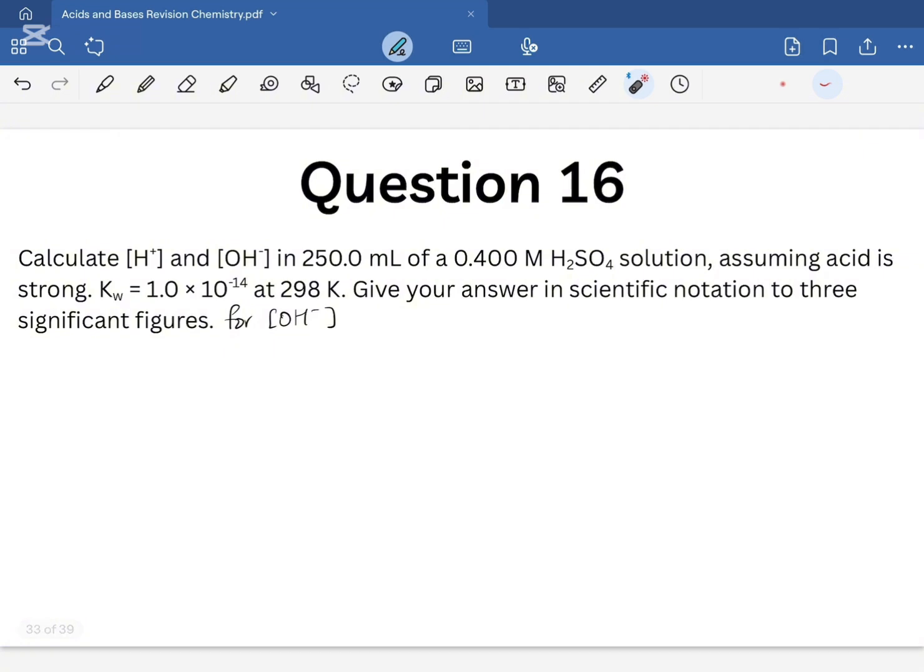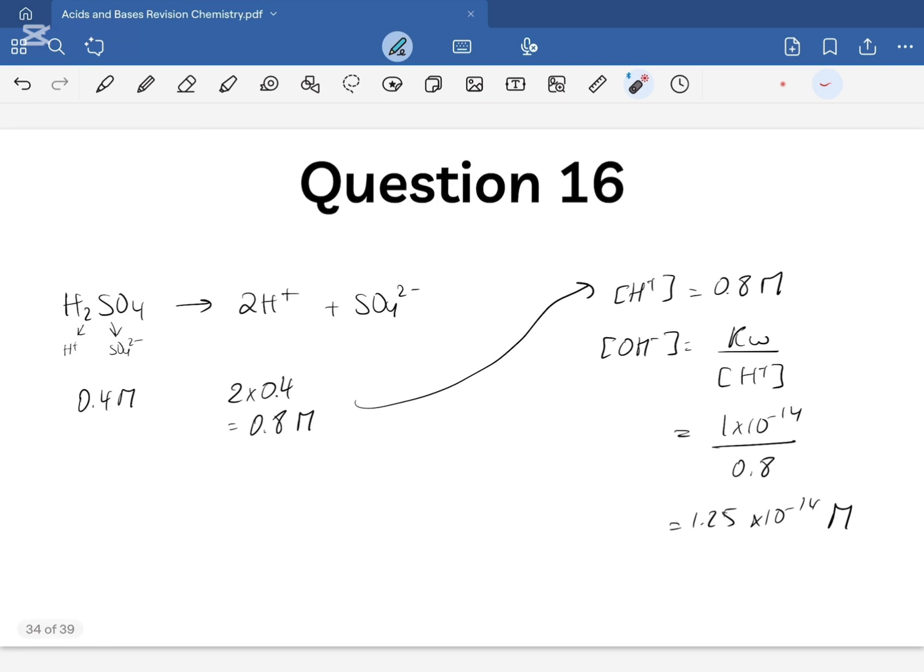Question 16. Calculate H plus and OH minus in 250 milliliter of a 0.4 m H2SO4, assuming the acid is strong. The KW is given, and we need to give our answer for OH minus in scientific notation, to 3 significant figures. So first, since H2SO4 is a strong acid, we need to remember also that it's going to give H plus and SO4 2 minus. However, it's going to give 2 H plus. So a common mistake is where students do not include the coefficient for H2SO4, that is actually 2.